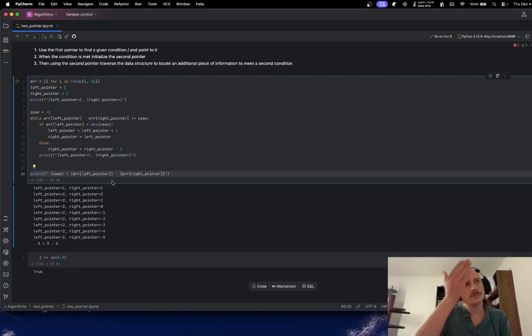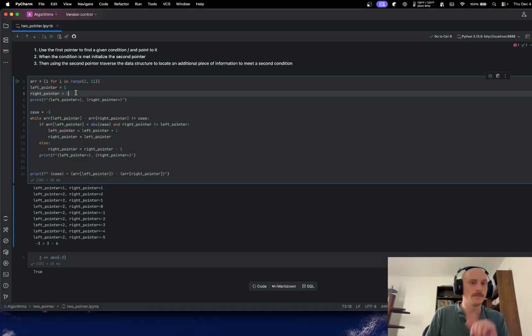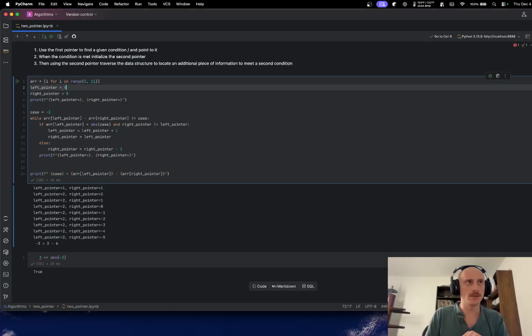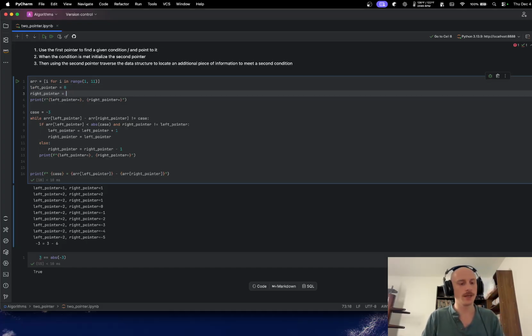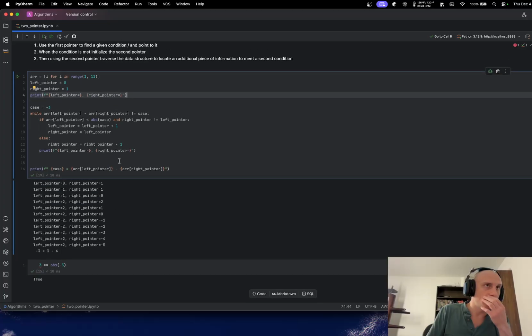And right pointer does not equal left pointer. Ah, this is getting messy. I don't like it when this is getting messy. Okay. Anyways. That's not correct either. Okay.